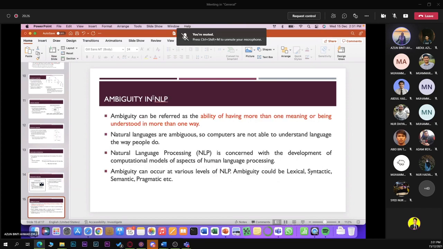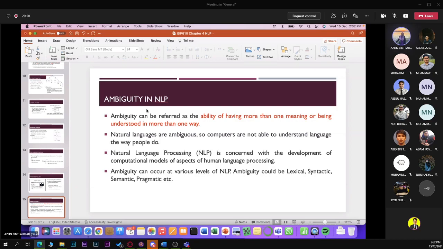So this is the major problem in NLP. Okay, when we deal with a sentence, so it will definitely involve this ambiguity. Okay, so ambiguity can be referred as an ability to have more than one meaning or be understood in more than one way.